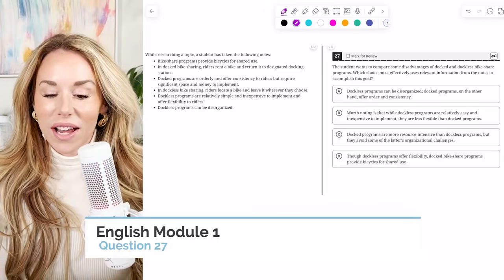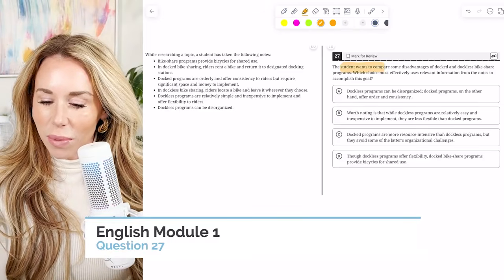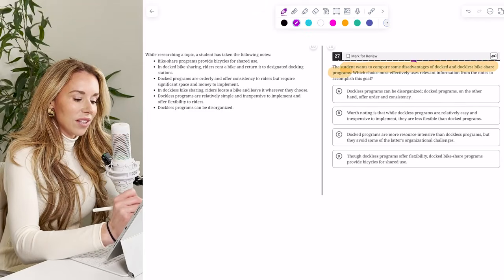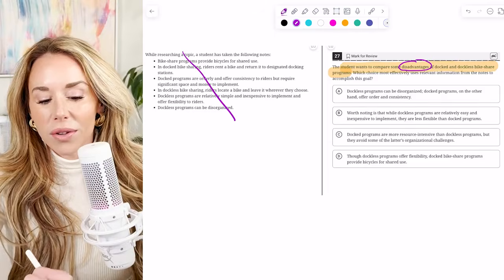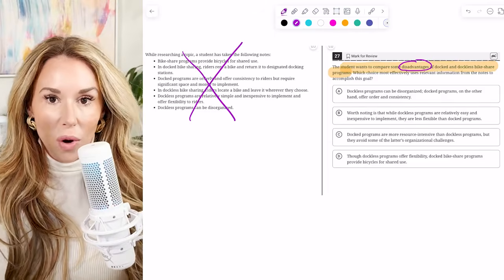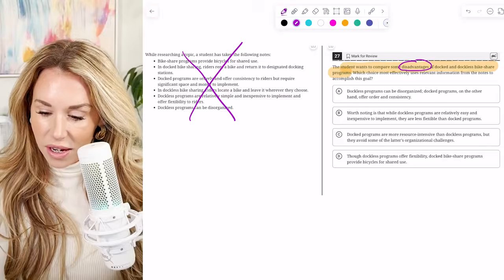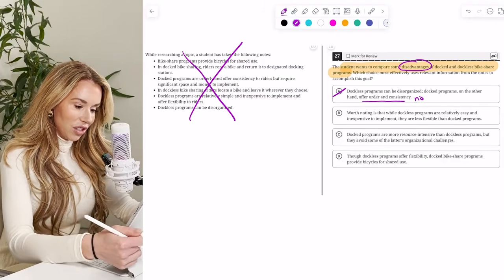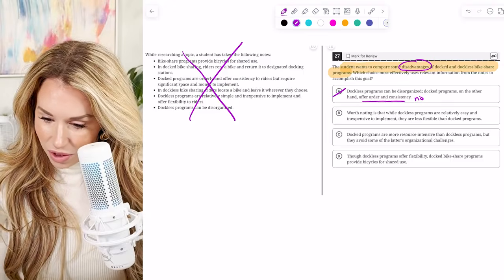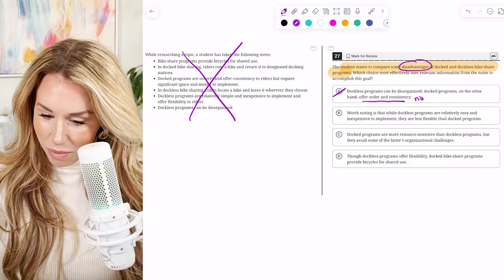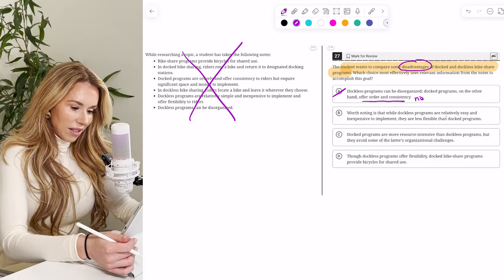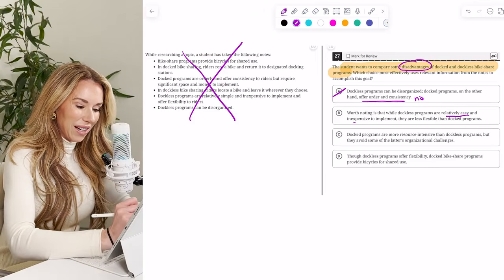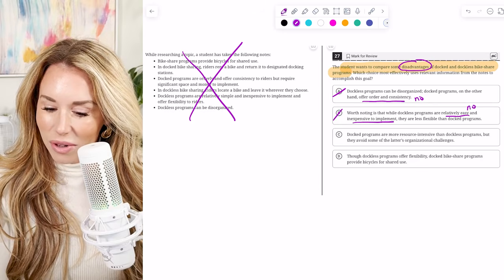All right, let's start with 27. It says, the student wants to compare some disadvantages of docked and dockless bike share programs. Okay, so I want disadvantages, and I'm not going to read the notes right now because I might be able to just fall on one answer that does that. So A says, docked programs offer order and consistency. That's not a disadvantage. B says dockless programs are inexpensive to implement, but they are less flexible than docked programs. Well, that's just focusing on the dockless programs. And again, they're giving like an advantage. So I don't like that one either.